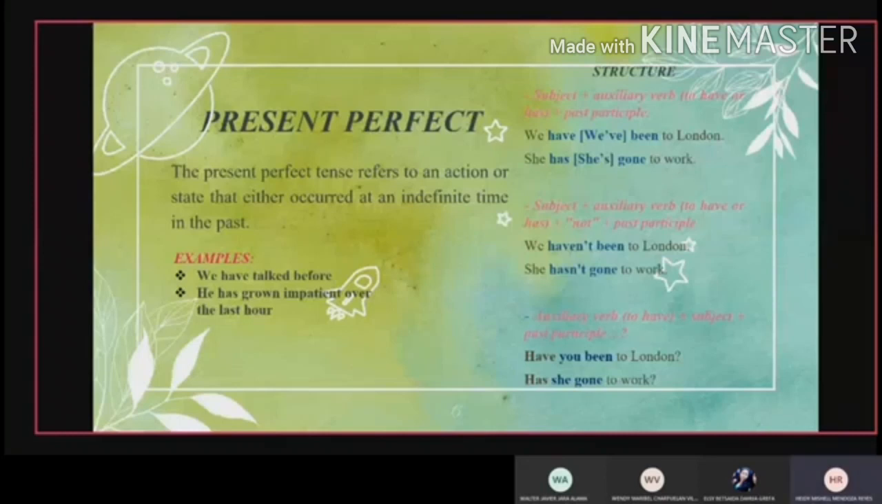The negative is subject plus auxiliary verb to have, have plus not, plus past participle. For example, we haven't been to London. She hasn't gone to work. In the question, it is auxiliary verb to have plus subject plus past participle.